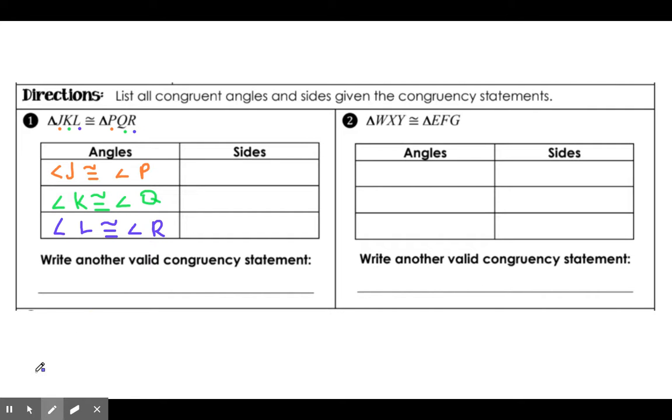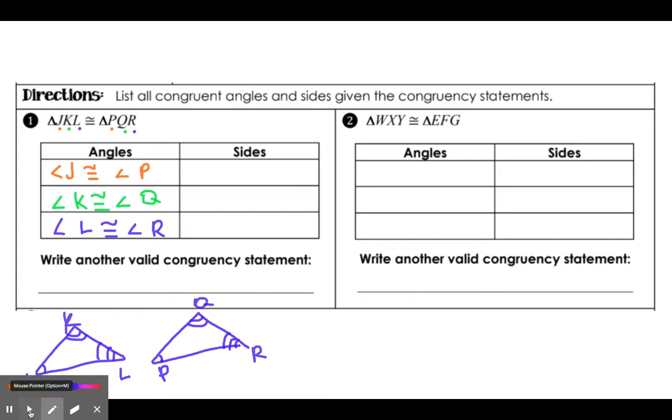So what we can do here to get a better visual is I'm going to draw two triangles, and then we can see how our sides are going to be congruent. All right, so we said that we have triangle J, K, L, and then over here we have triangle P, Q, R, right? And J is congruent to P, K is congruent to Q, and then L is congruent to R. And so once we have those, then we can find our corresponding segments, okay?